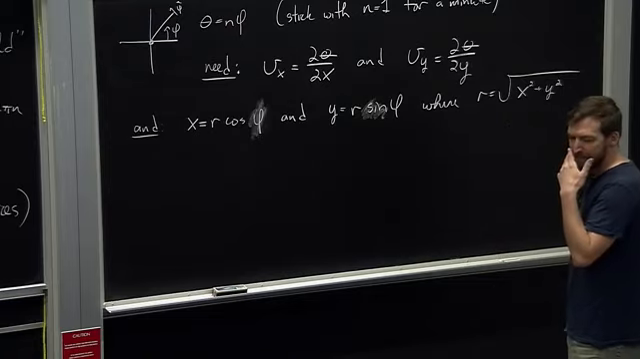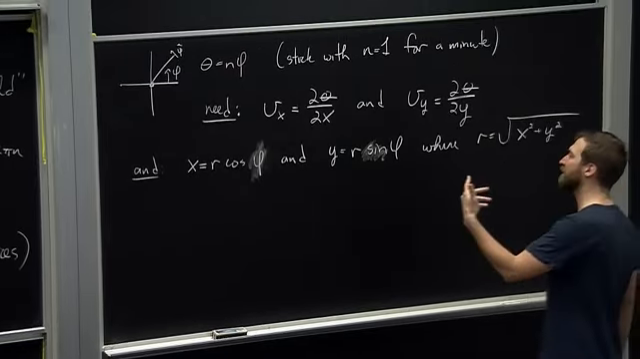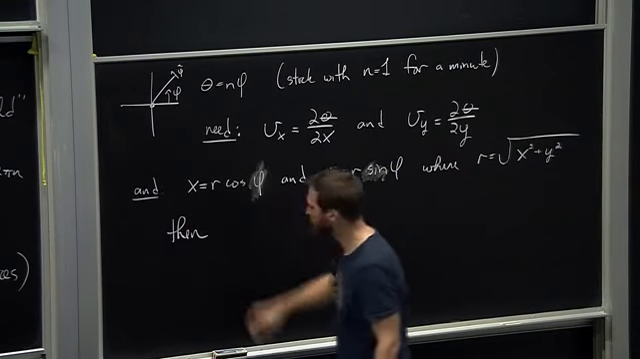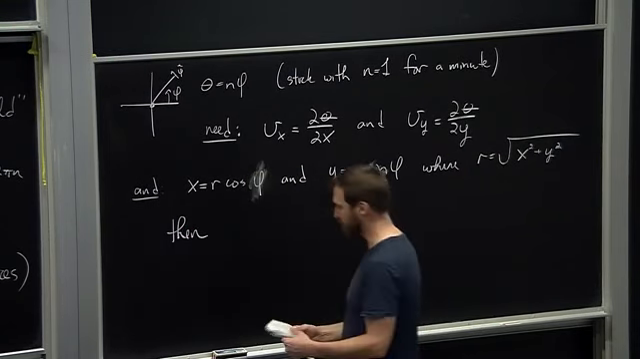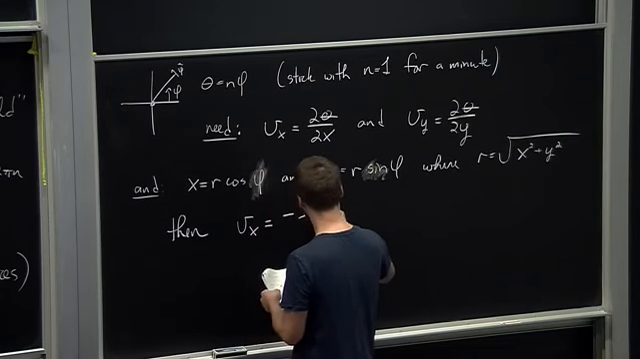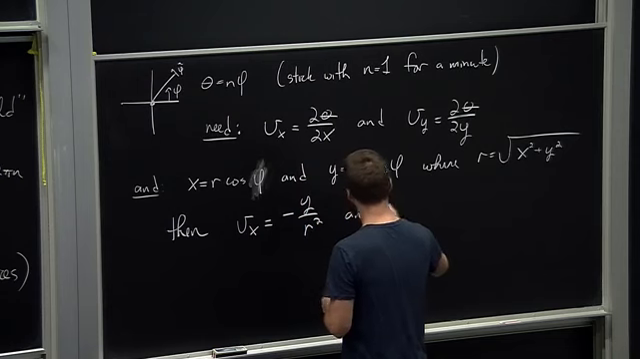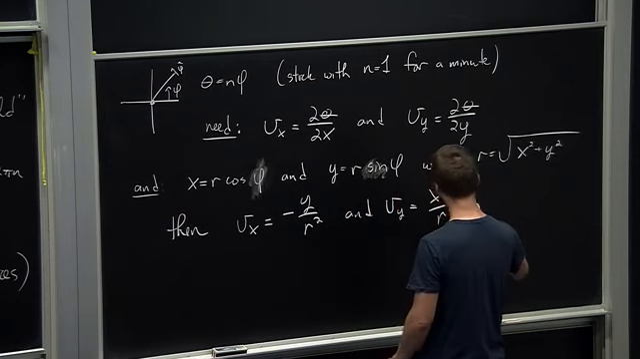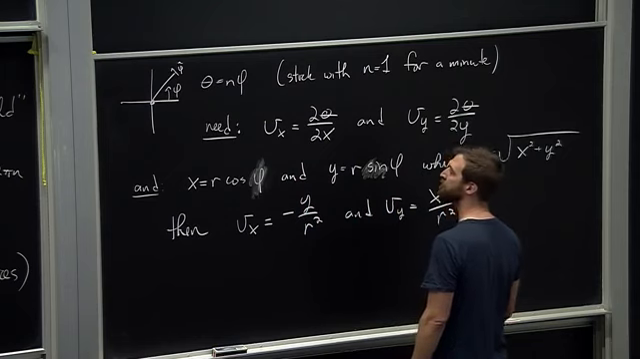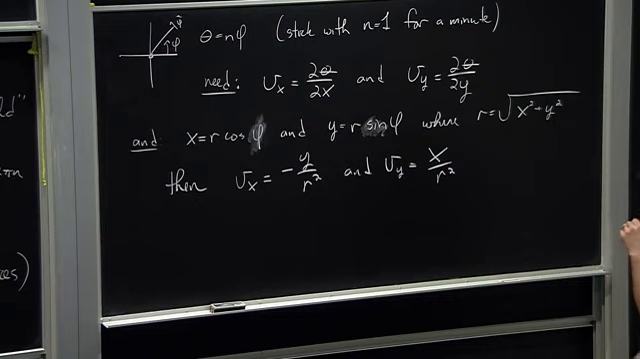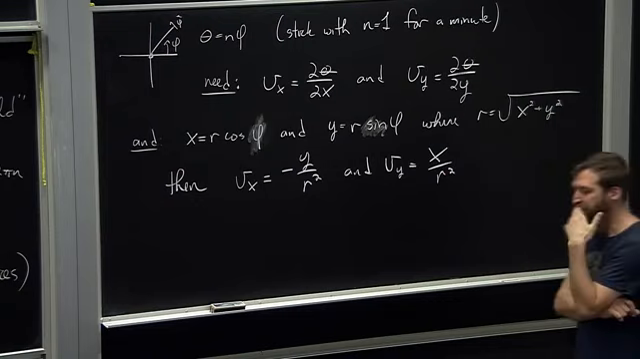So if I solve for theta, and take the derivative, then I'll get v of x is minus y over r squared. And this one, v of y, is x over r squared. Cool. So that lets me calculate the curl.